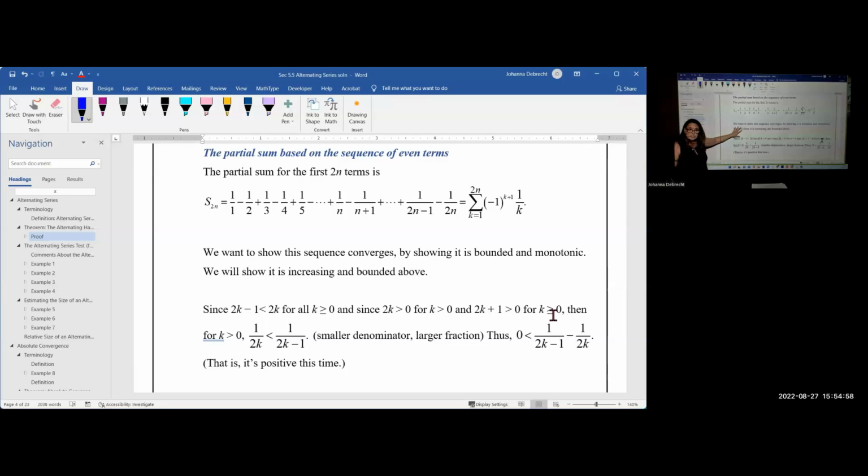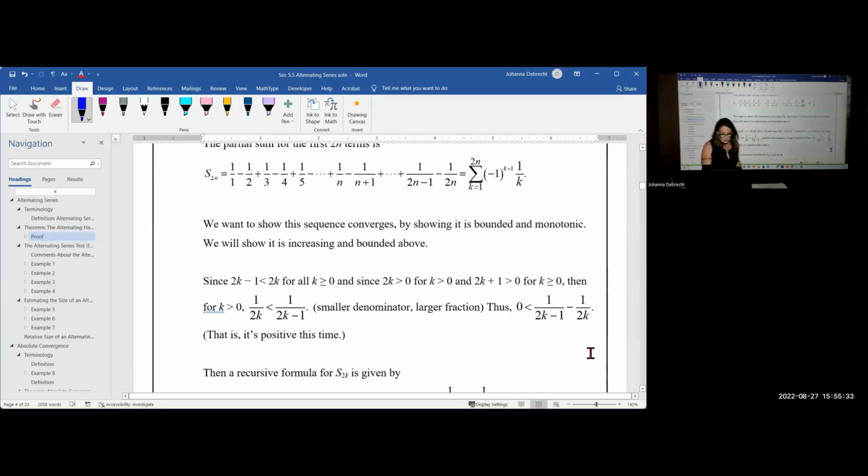We also want to show that this sequence converges. We're trying to show the alternating series converges. And we're going to show that the even one converges, the odd one converges, and then we'll show that they both converge. And that must mean that the alternating series converges. So again, we want to show bounded and monotonic. This time, we're going to show that it's in fact increasing and bounded above. So it's going up in value, but it's got a ceiling on it that it can't get above. So it must converge.